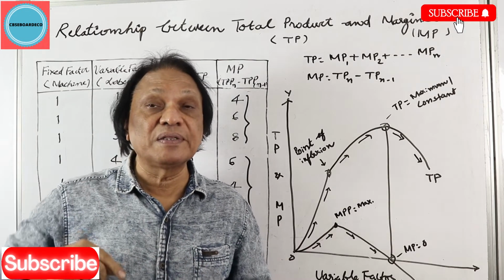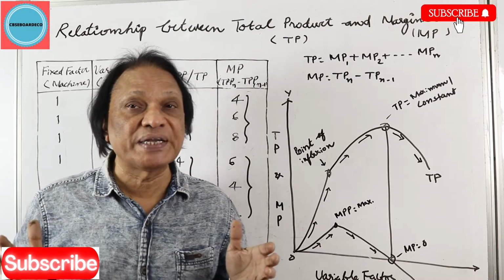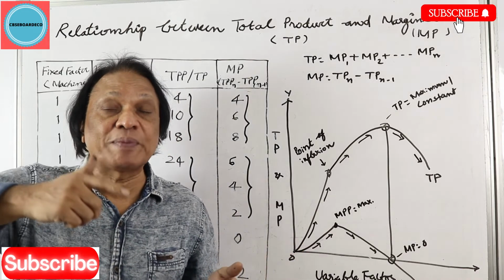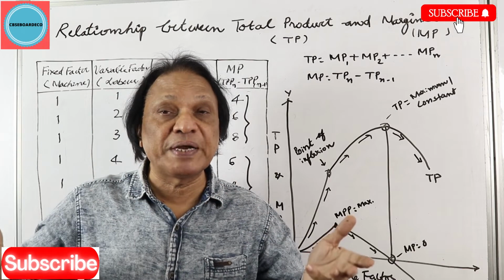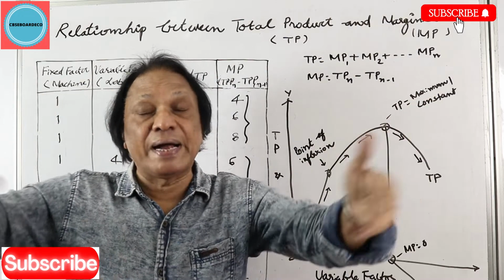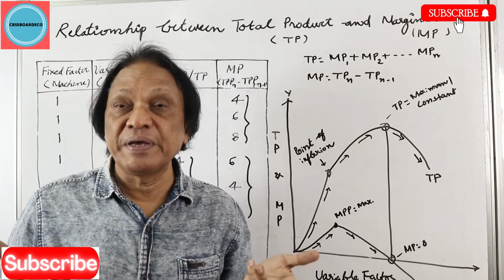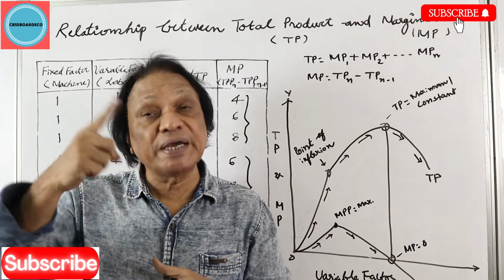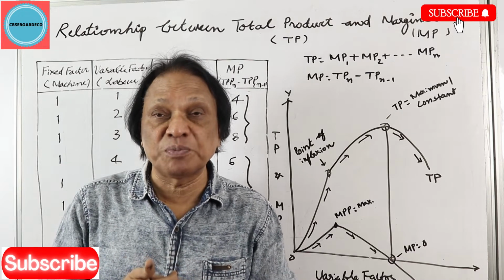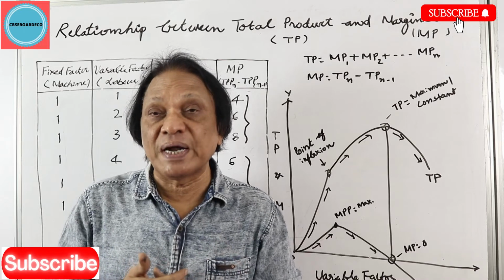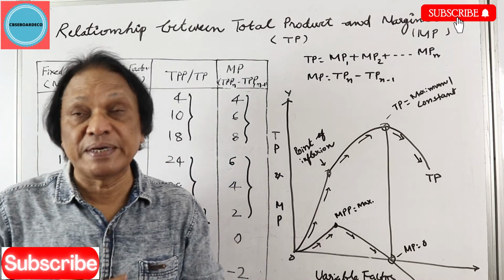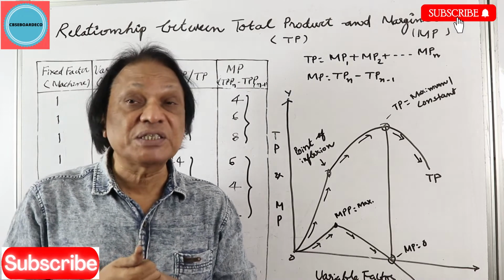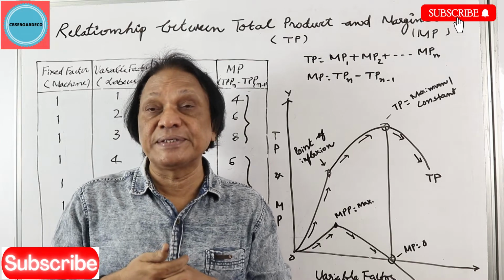But mind it, these concepts have a close relationship. These are mathematical relationships. There is a close mathematical relationship between TPP and APP, TPP and MPP, APP and MPP. Today we talk about the relationship between total product and marginal product. Mind it, these are mathematical relationships. They're always true.